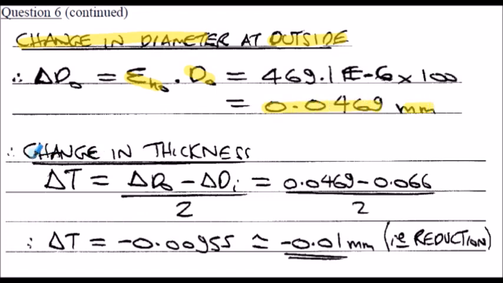And the change in thickness is simply the change in the outside diameter minus the change in the inside diameter, divided by 2. Evaluating, we find the change in wall thickness to be approximately negative 0.01 millimeters. In other words, a reduction in wall thickness.